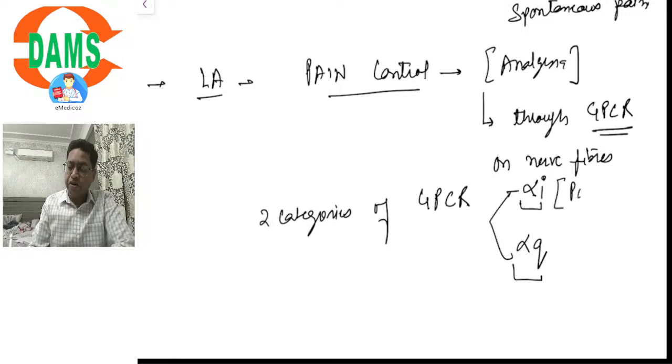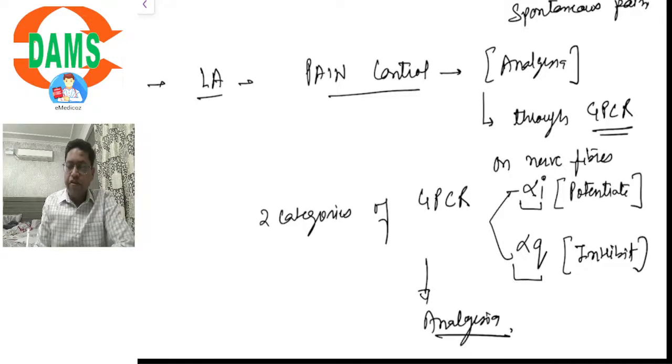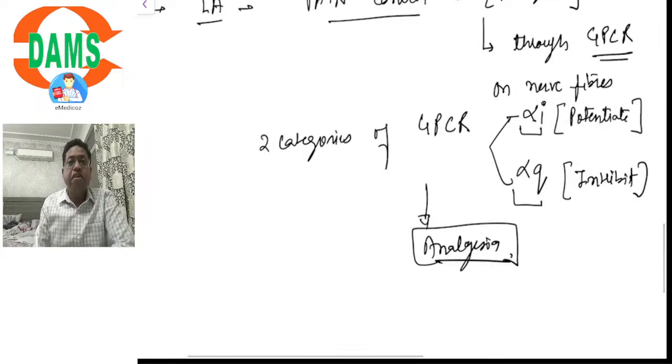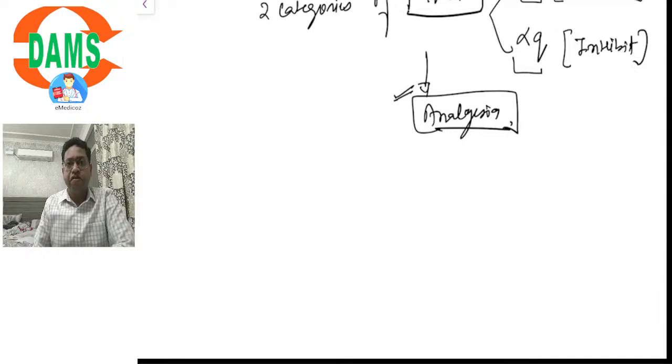The local anesthetics potentiate the alpha I subtypes and they inhibit the alpha Q subtypes, and this produces analgesia. Only analgesia, no anesthesia. There would be touch sensation, there would be proprioception, there would be skeletal muscle tone, there would be temperature. Only pain would be relieved if the local anesthetic is acting on the G protein coupled receptors. So this is how the local anesthetics act whenever we administer them.